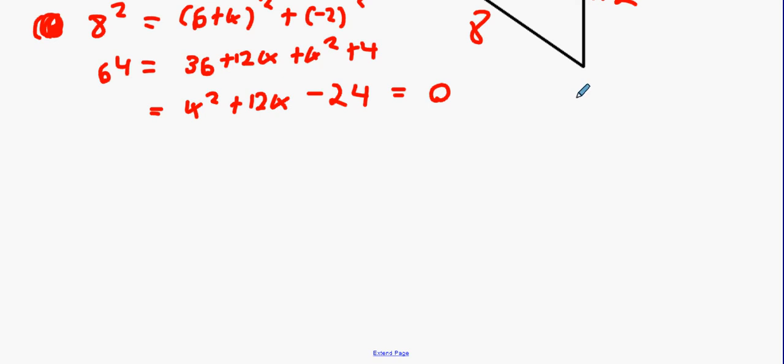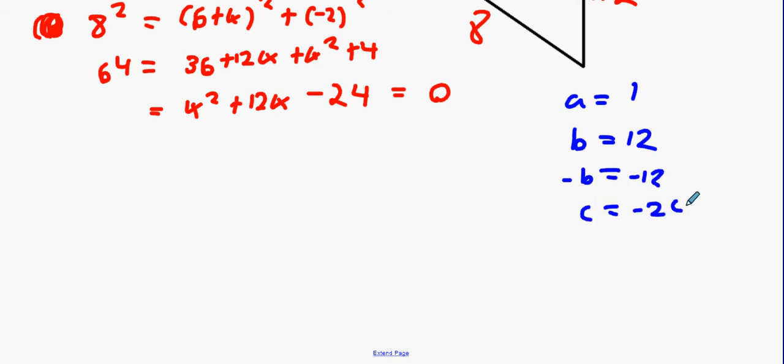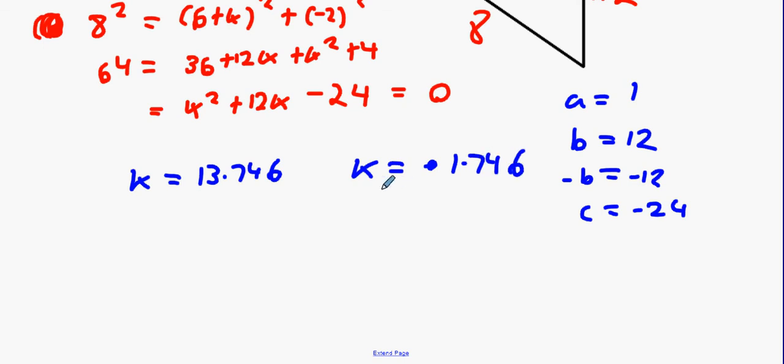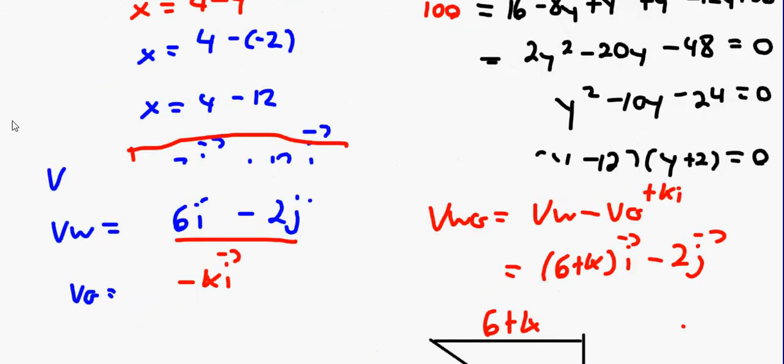So look lads, you're going to do the minus b formula. a is 1, b is 12, minus b is minus 12, and c is 40 minus 64, which is minus 24. Connor's going to save me the hassle. Connor, what are the 2 k values you got? 13.746, and one of those is minus, I can't remember which, and 1.746. One of them's negative, is it?